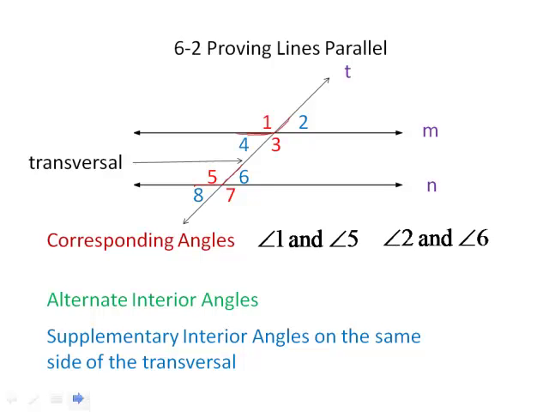Another pair of corresponding angles, 2 and 6, above the parallel lines to the right of the transversal, and 3 and 7, below the parallel lines to the right of the transversal, and finally 4 and 8, below the parallel lines to the left of the transversal. Alright, so these are 4 pairs of corresponding angles.